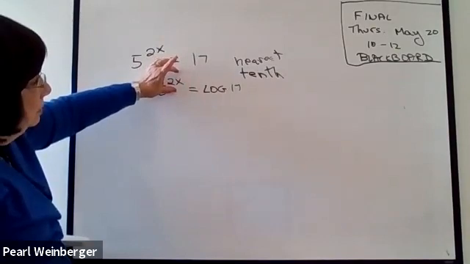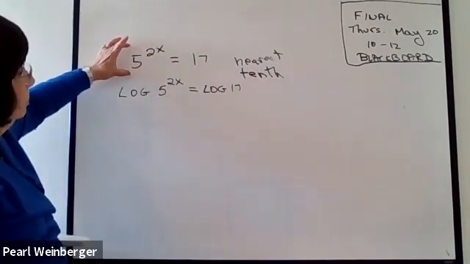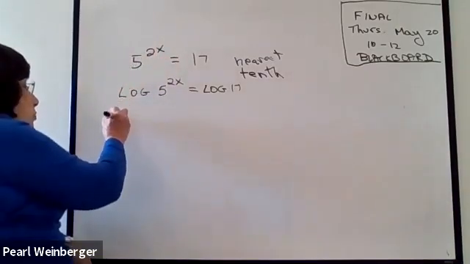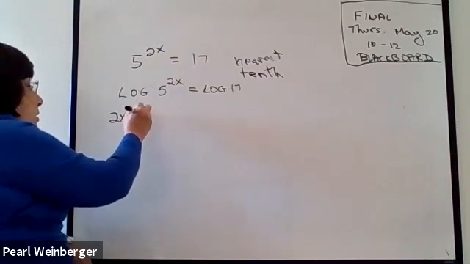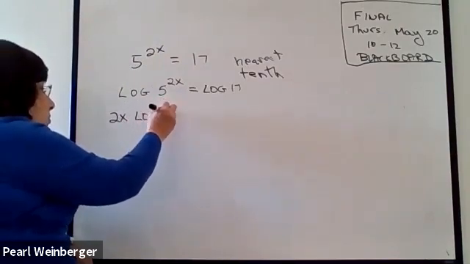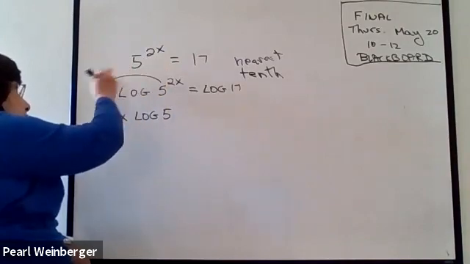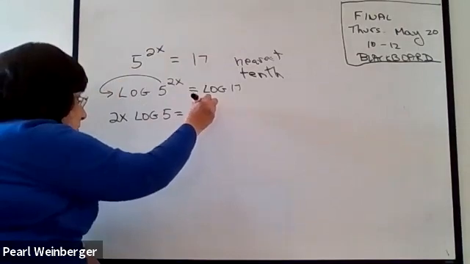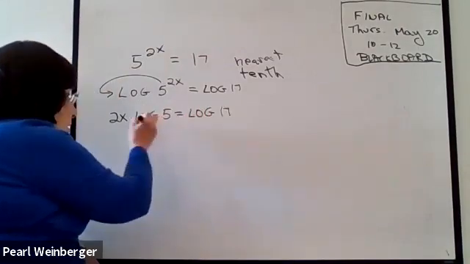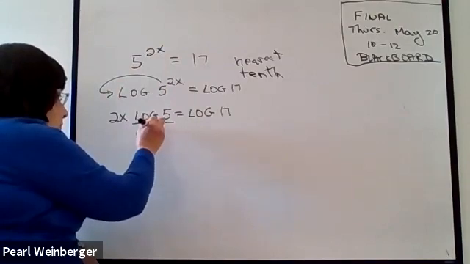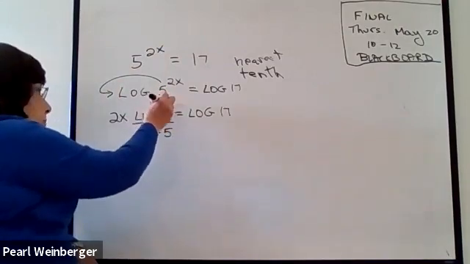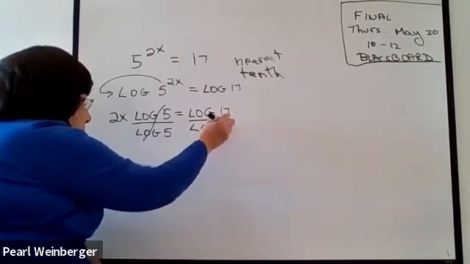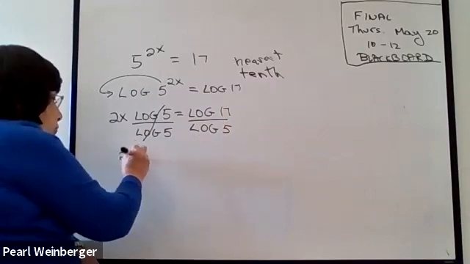And now that I have the word log in front of them, I can use the rules for logs, which means the exponent. I can't do it over here because I don't have logs, but here I have logs, so I can make the exponent, the 2x, the coefficient. So this becomes 2x, goes in front, times log 5 equals log 17. And we're going to divide by the log 5 because we don't want this over here. So over here, we're going to be left with 2x.